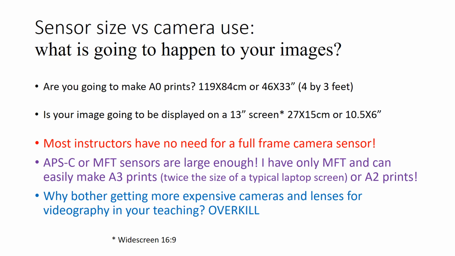If you're going to have a larger sensor with more megapixels, of course you can have an A2 size there. And then that will make it easier for somebody to go up close and maybe not see the individual pixels. So in this way of looking at things, and it might not be your way of looking at things, why should we bother to get more expensive cameras, say a full-frame camera and a full-frame lens for videography and teaching? It's a tremendous overkill.